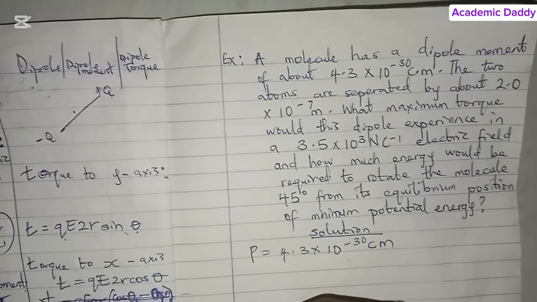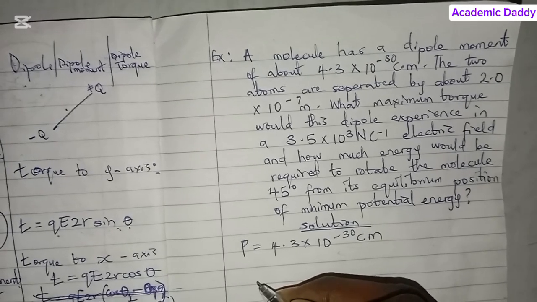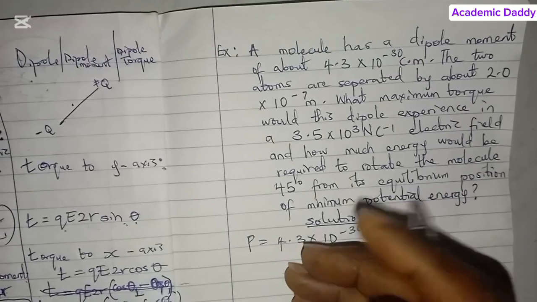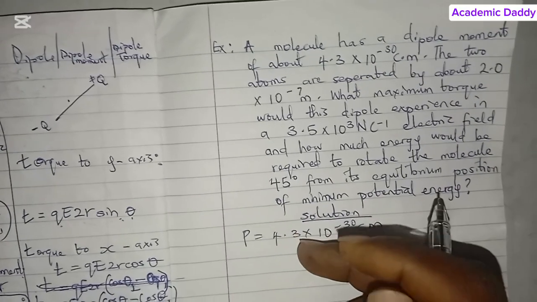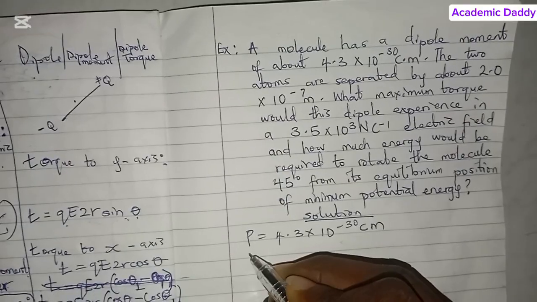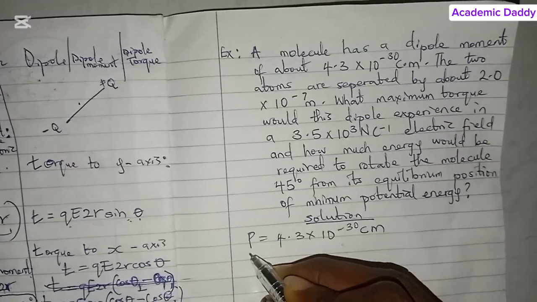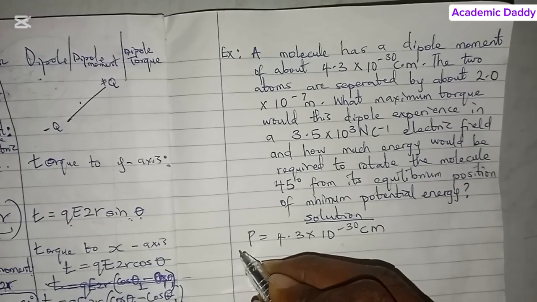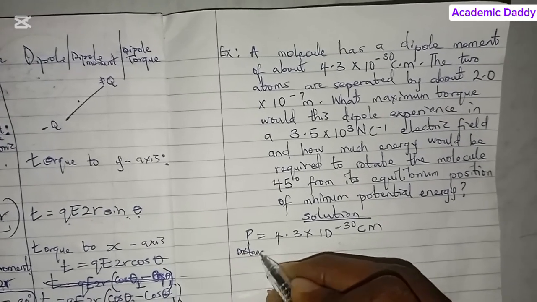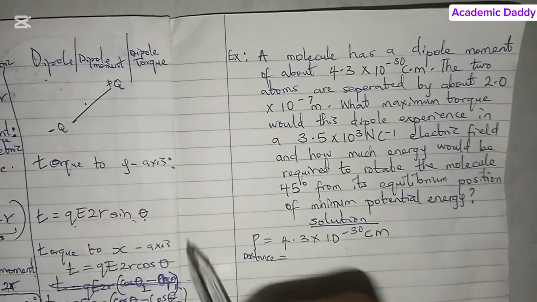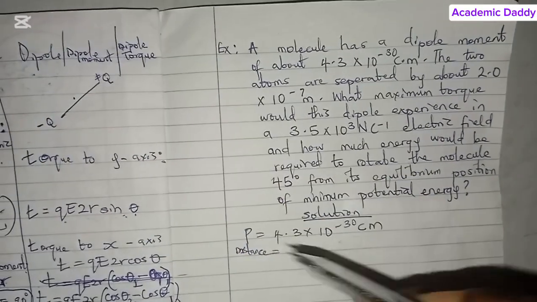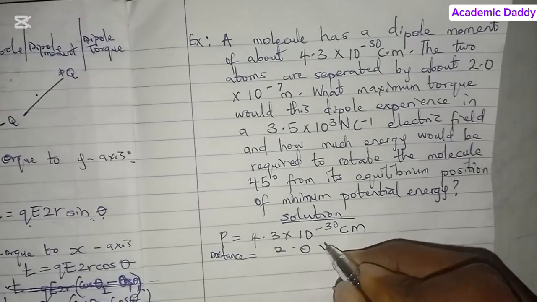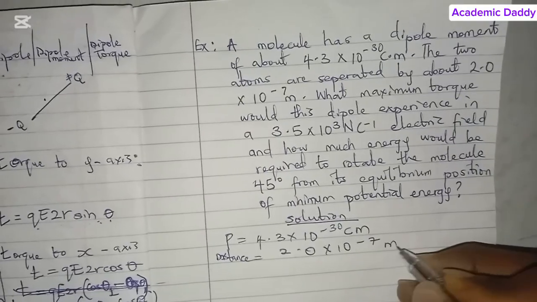Then the two atoms are separated by about, so from one end to the other end, that is the distance, distance r, or you say 2r. If you put 2r, you might confuse it, so just write distance, so you don't put yourself in trouble, because the 2r I was using is simply half of the distance combined together. So the distance given is 2.0 times 10 raised to the power minus 7 meter.